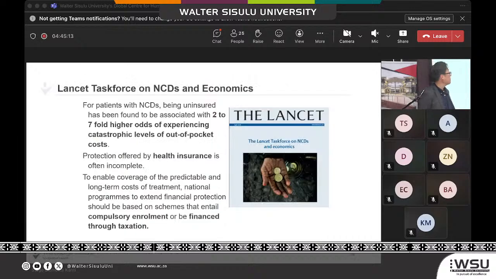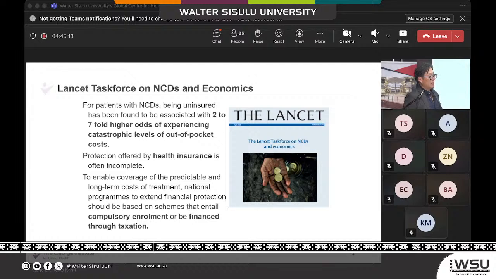So that's abandonment. We've also done some advocacy work through the Lancet Commission on NCDs and economics, and part of that was a review that looked at internationally the burden of NCDs on households in terms of catastrophic expenditure. And we found from the studies that were available that households who are not insured, that means no national insurance or private insurance, had no level of insurance, associated with 2 to 7-fold higher odds of experiencing catastrophic costs associated with out-of-pocket expenditure.